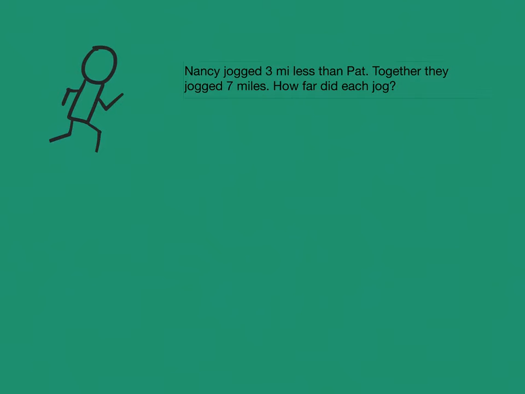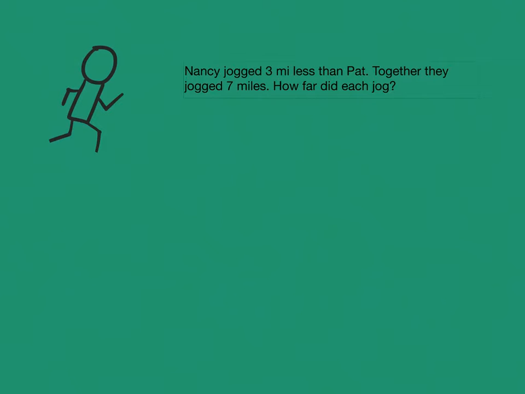And the thing that you have to understand is that Pat here, good old Pat, the distance he runs is independent. It only depends on Pat. Pat gets to make up his mind about how far he runs. But poor Nancy is dependent upon how far Pat runs, because Nancy runs 3 miles less than Pat. And that's what you really have to understand, is that these two quantities are connected. One is independent, the other is dependent.